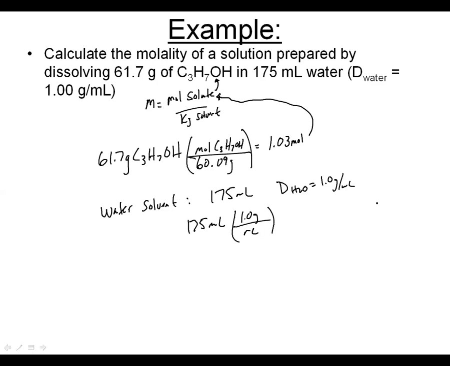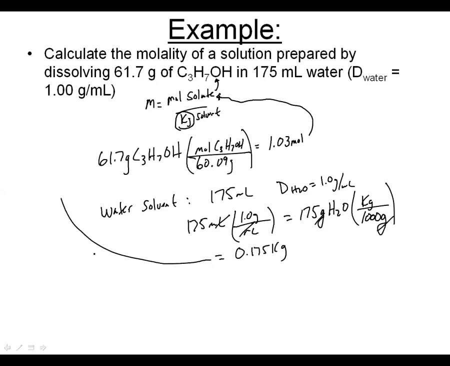But when we do molality, we don't want grams, we want kilograms. So there are 1,000 grams in a kilogram, right? Grams cancel, milliliters cancel. And that's going to leave us 0.175 kilograms. And that is really the bottom part here. So what's left to calculate the molality, we're just going to plug those numbers in there. So we're going to take 1.03 moles over 0.175 kilograms.